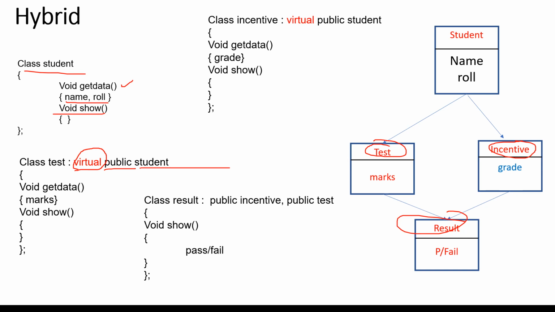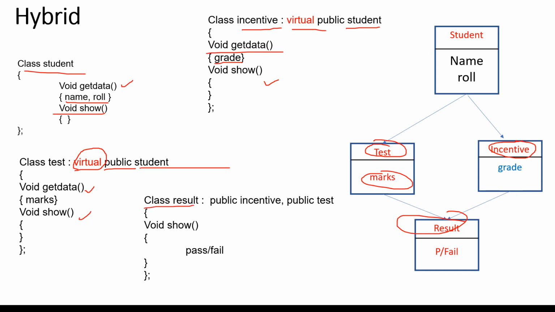So again, get data with a function to get marks, and showing the marks. Then again you have derived the class incentive from public student, and you have given the function to get data regarding the grades and similarly showing the grades. So this is the second level of the inheritance.